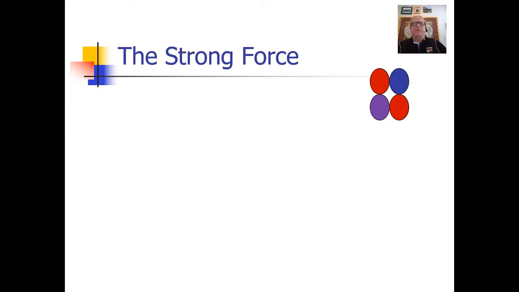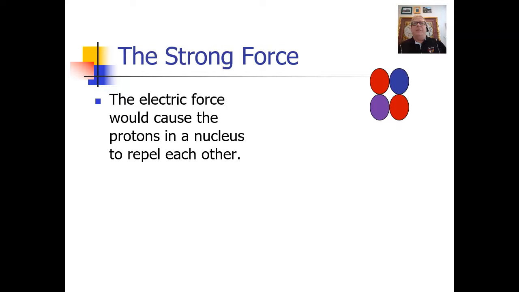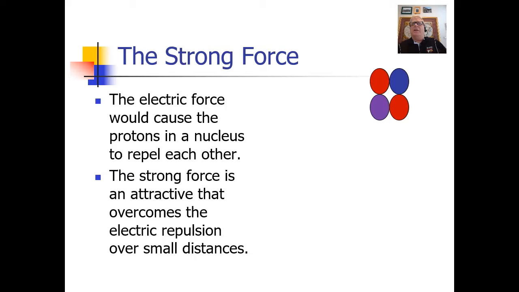Now we know that protons all have a positive charge, and so if you were to bring protons together to try to form a nucleus out of them, relying on the electric force, you wouldn't be able to do it because the protons would repel each other, and the neutrons wouldn't be of much help because, having no charge, they're not going to help your protons attract each other.